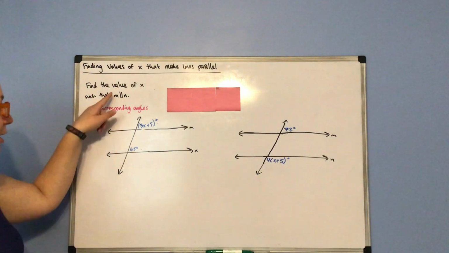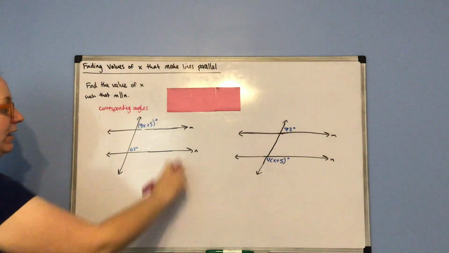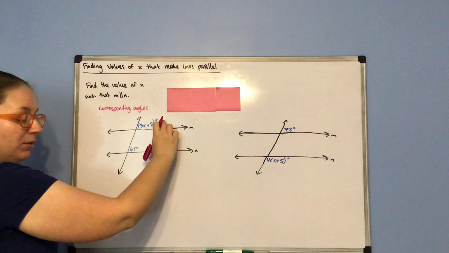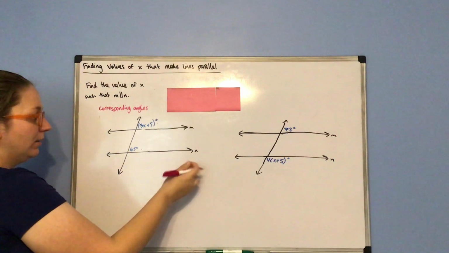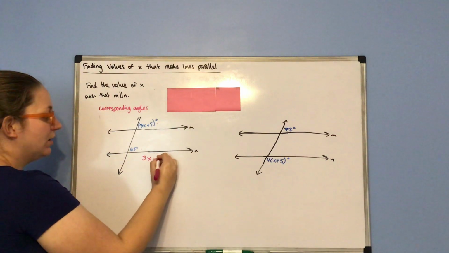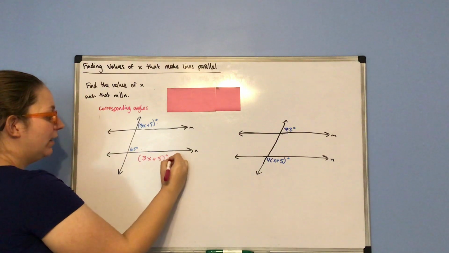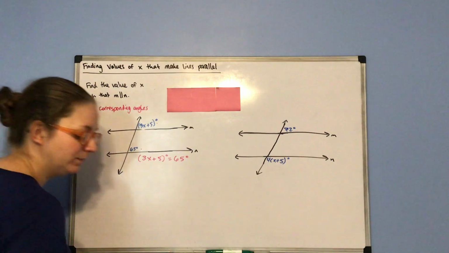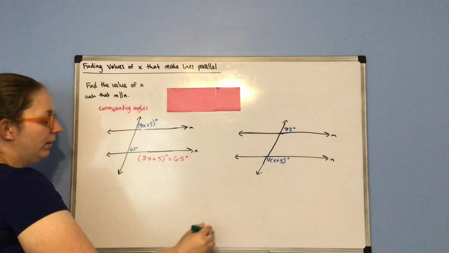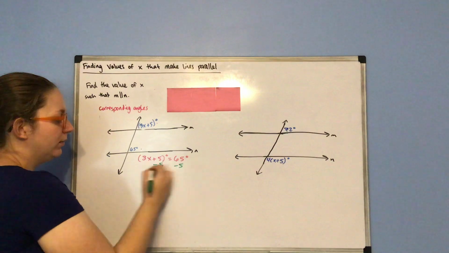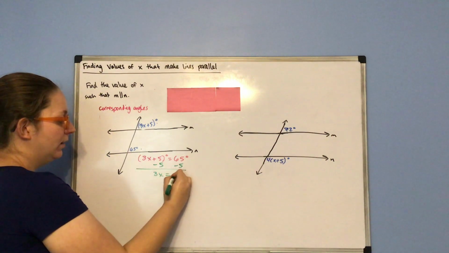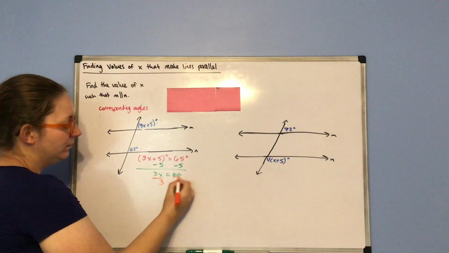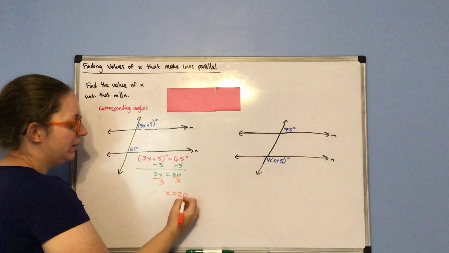So the way we can find the value of x that makes these lines parallel is to set these two angles equal to each other and solve the equation that we get. Basically, we need to solve 3x plus 5 equals 65, since we know these angles need to be congruent. Solve that like you would any other equation. Subtract 5, and then divide by 3. And we get x equals 20.